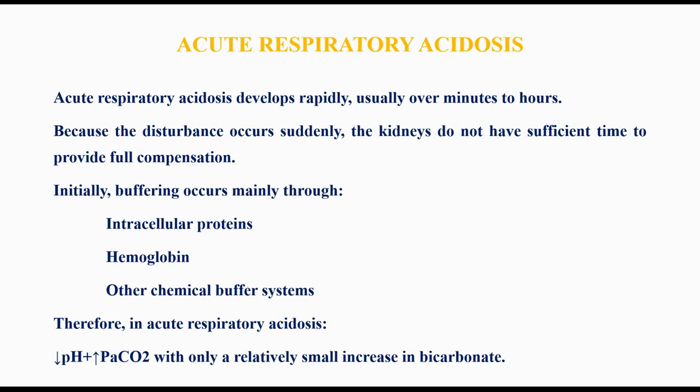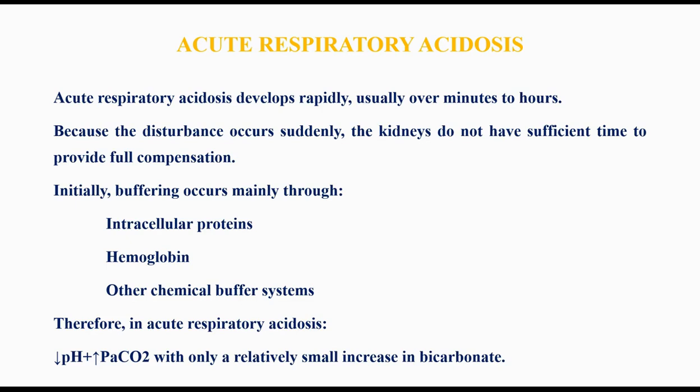Initially, the body depends mainly on chemical buffer systems. These include intracellular proteins, hemoglobin, phosphate, and other buffering systems. When hydrogen ions increase, some of these hydrogen ions are buffered by proteins and other intracellular buffers. As a result, the fall in pH is partially limited. However, this immediate buffer system cannot completely correct the acidosis. Therefore, acute respiratory acidosis is characterized by decreased pH, increased PaCO2, and only a small increase in bicarbonate concentration.